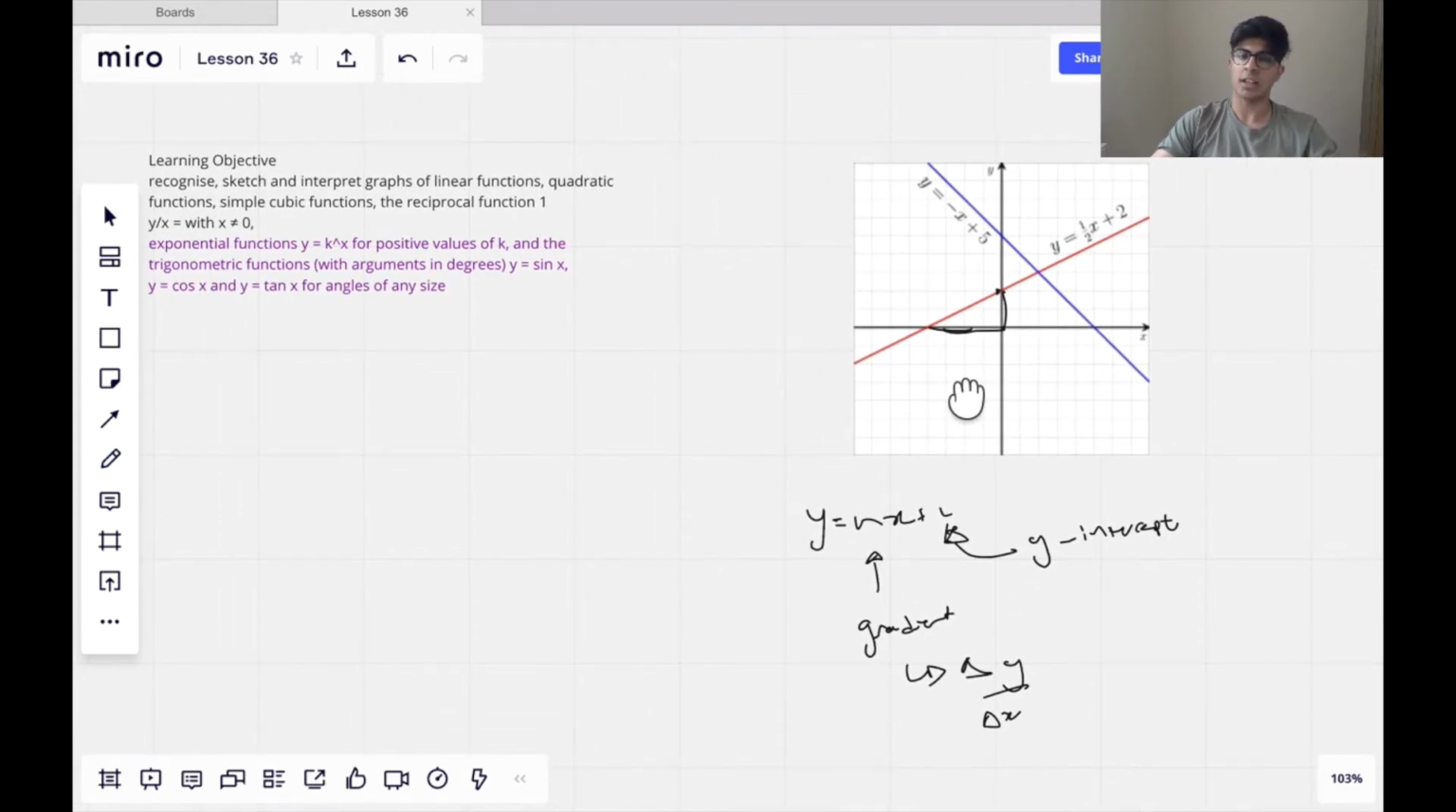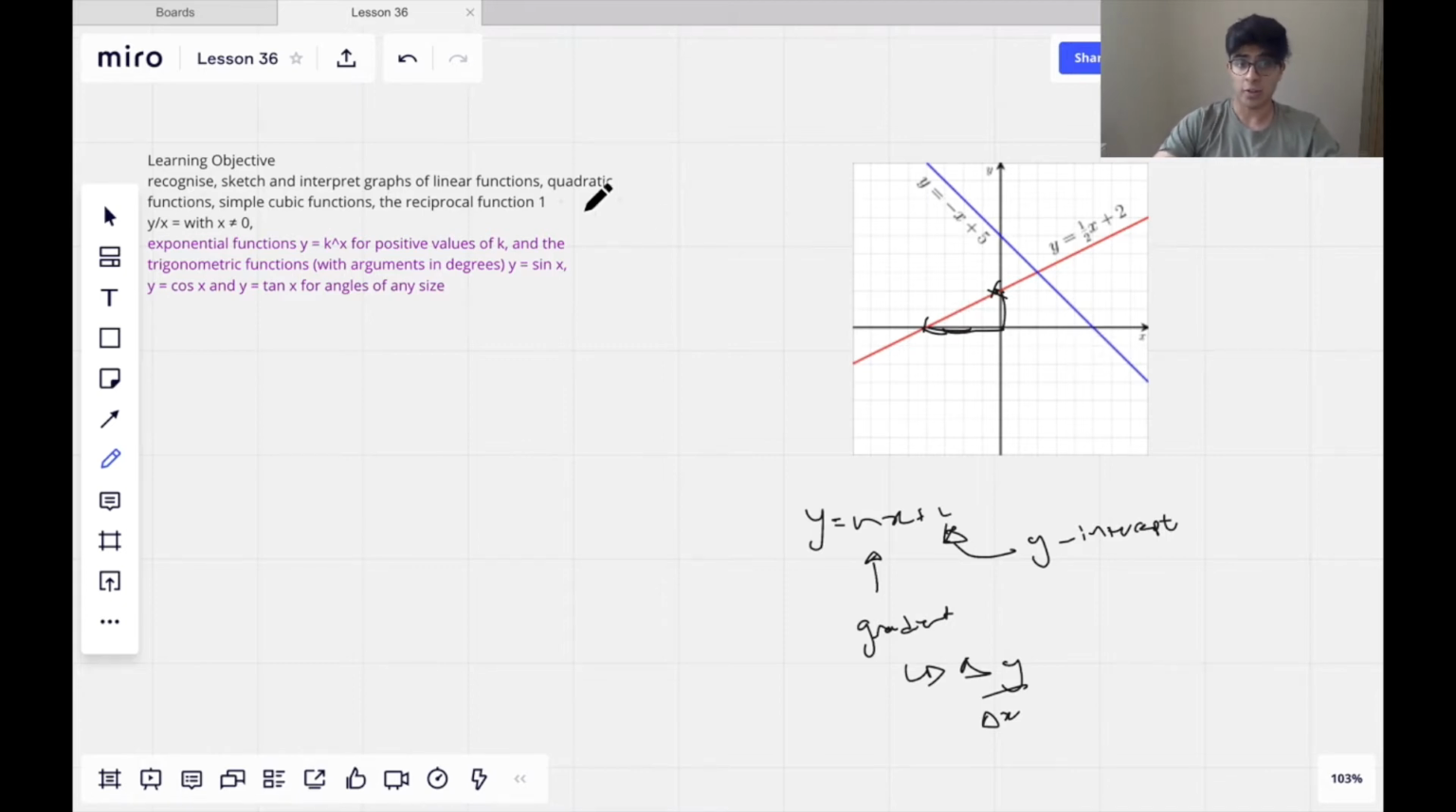To sketch it is again a bit easier because you can just plot two values. Say you can plot this value and this value. Take a ruler and just draw a straight line through it, and there you've sketched it. And again, obviously a lot easier to recognize as well. You see a straight line.